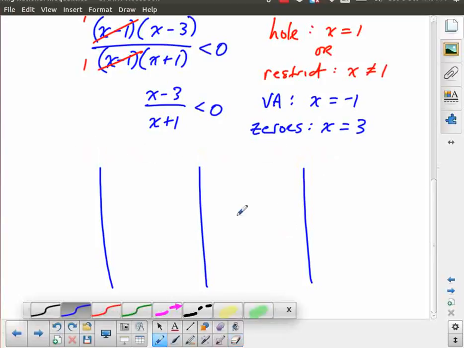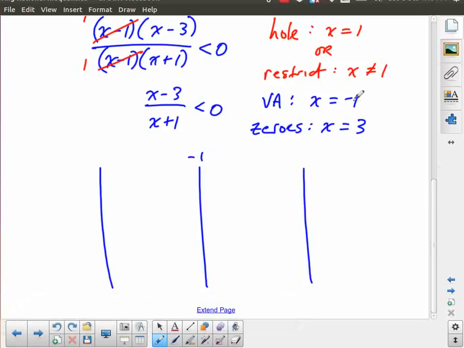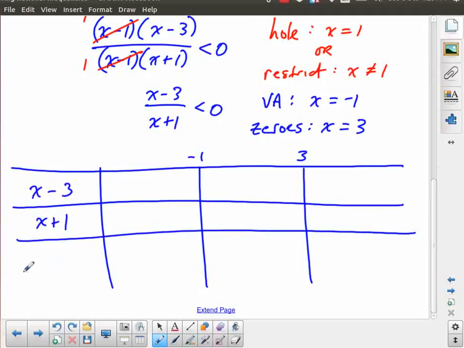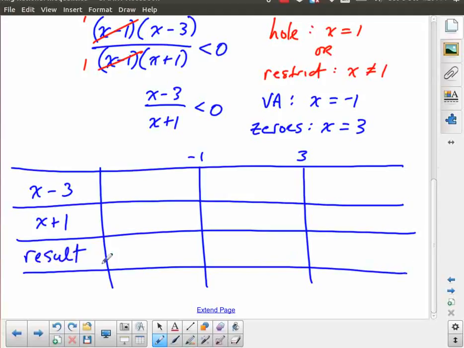Okay, so along the top, I'm going to put my... did I put too many? No, it's right here. So -1 is the vertical asymptote. 3 is one of my zeros. And now I'm going to put in my factors. So I have 2 factors. One of those is x minus 3. One of those is x plus 1. And then I need some room for my result.